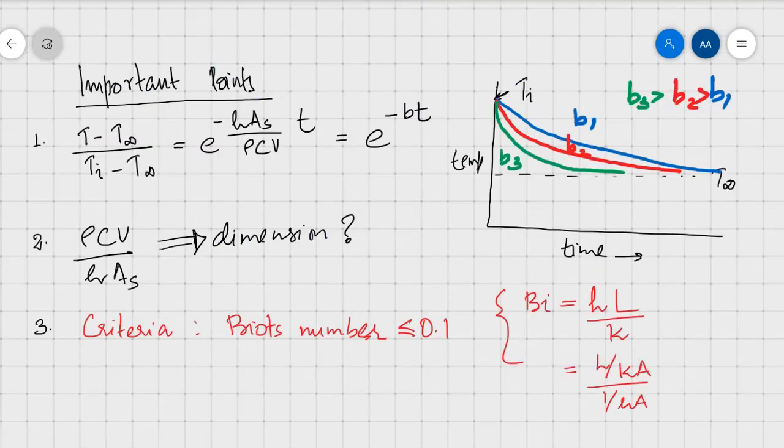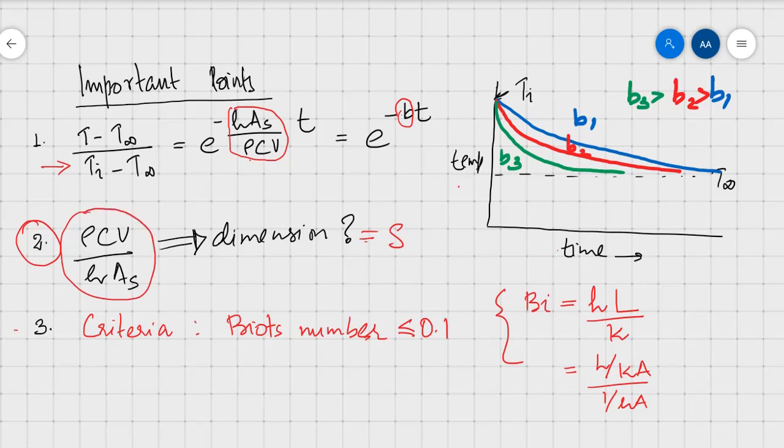Let's discuss some important points with respect to the lumped system analysis. We had arrived at the final relation in this form. If we take hAs divided by rho CV as B and plot the temperature versus time graph for different values of constant B, you will see that for higher values of B, we see a steeper fall in temperature with respect to time. Point 2. By simple inspection, it may be observed that the dimensions of rho CV divided by hAs is going to be that corresponding to time, namely seconds. And in fact, this term is called the time constant for the system.